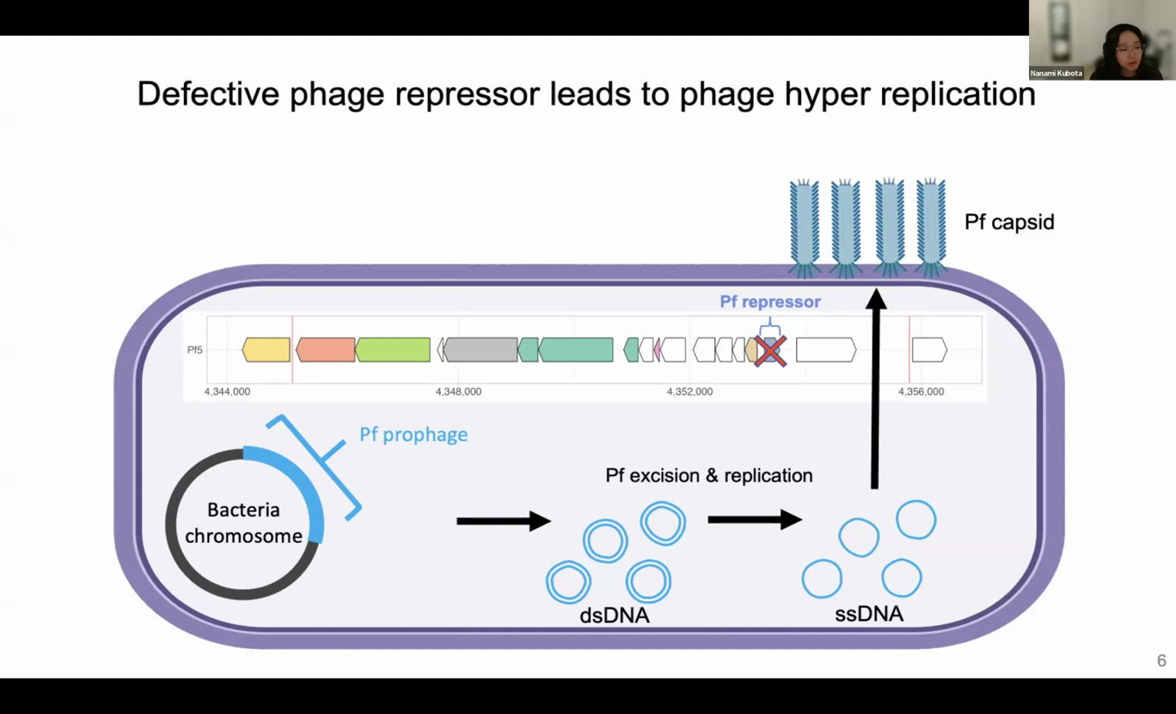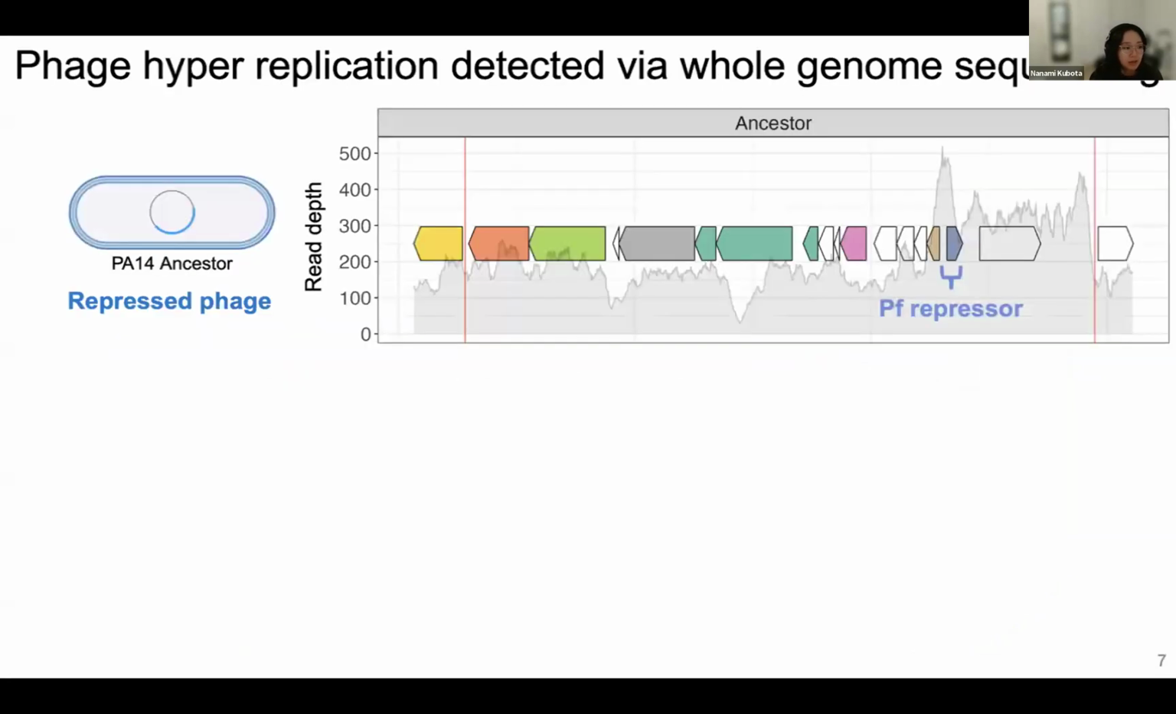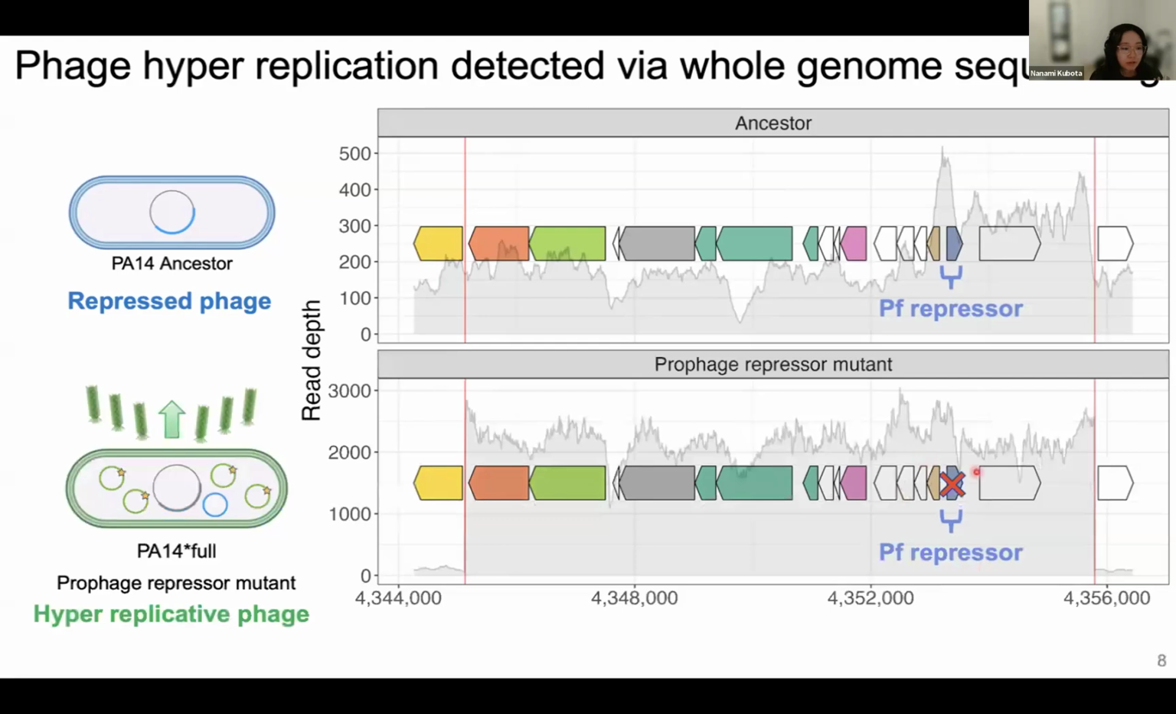We can see this when we whole genome sequence our bacteria. This is a read depth graph of our ancestor strain. Notice how the number of reads mapping to the phage region is relatively the same as the bacterial genes flanking it. Anything within the red bars is the phage genome. But once you have a phage repressor mutation, we start to notice a ton of reads mapping to just the phage genome, which indicates that every bacterium has more phage copies in the cell, and that these are hyperreplicative phages.